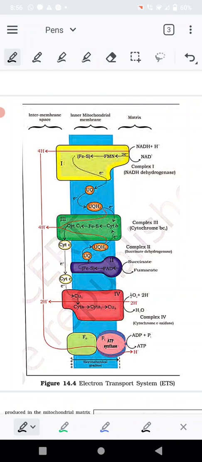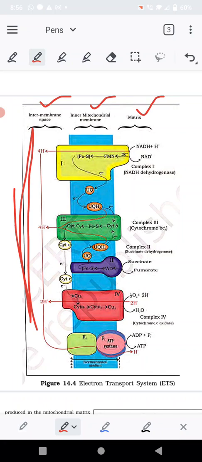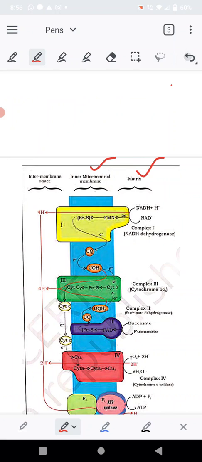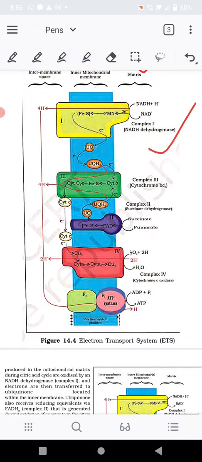So this is the complete scheme which is shown over here. This is the matrix, the inner matrix, and this is the inner mitochondrial membrane. This is the intermembrane space, and after the intermembrane space, here will be the outer membrane. The electron transport system takes place in the inner mitochondrial membrane, whereas the cycles which we have already discussed, that is the citric acid cycle and the conversion of pyruvate into acetyl CoA, all happen in the matrix. Now let us discuss the electron transport system.